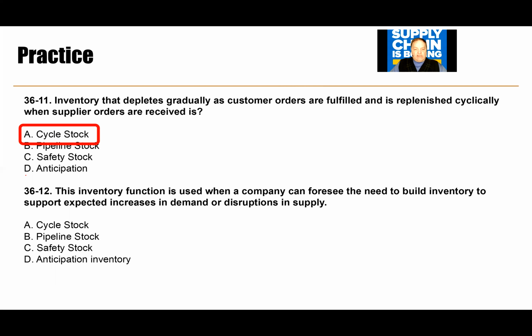36-2, this inventory function is used when a company can foresee the need to build inventory to support expected increases in demand or disruptions in supply. Cycle stock, pipeline stock, safety stock, or anticipation. Best answer is anticipation. A good example is customers importing product from Asia as they order inventory in advance of the Chinese New Year, which typically happens at the start of every year. It's a 1-month shutdown. Or increasing ordering production in advance of a planned shutdown, as we talked about in the example provided earlier.